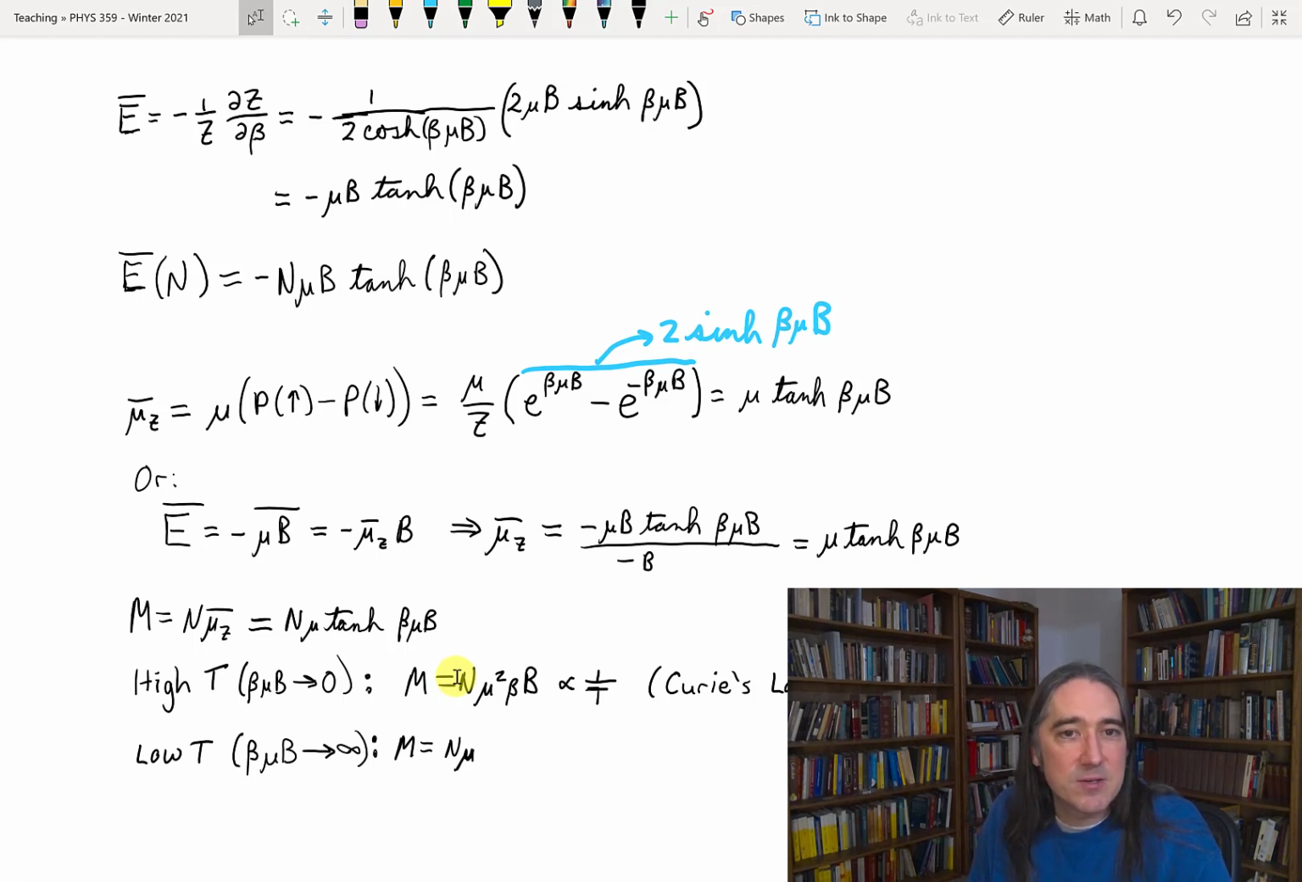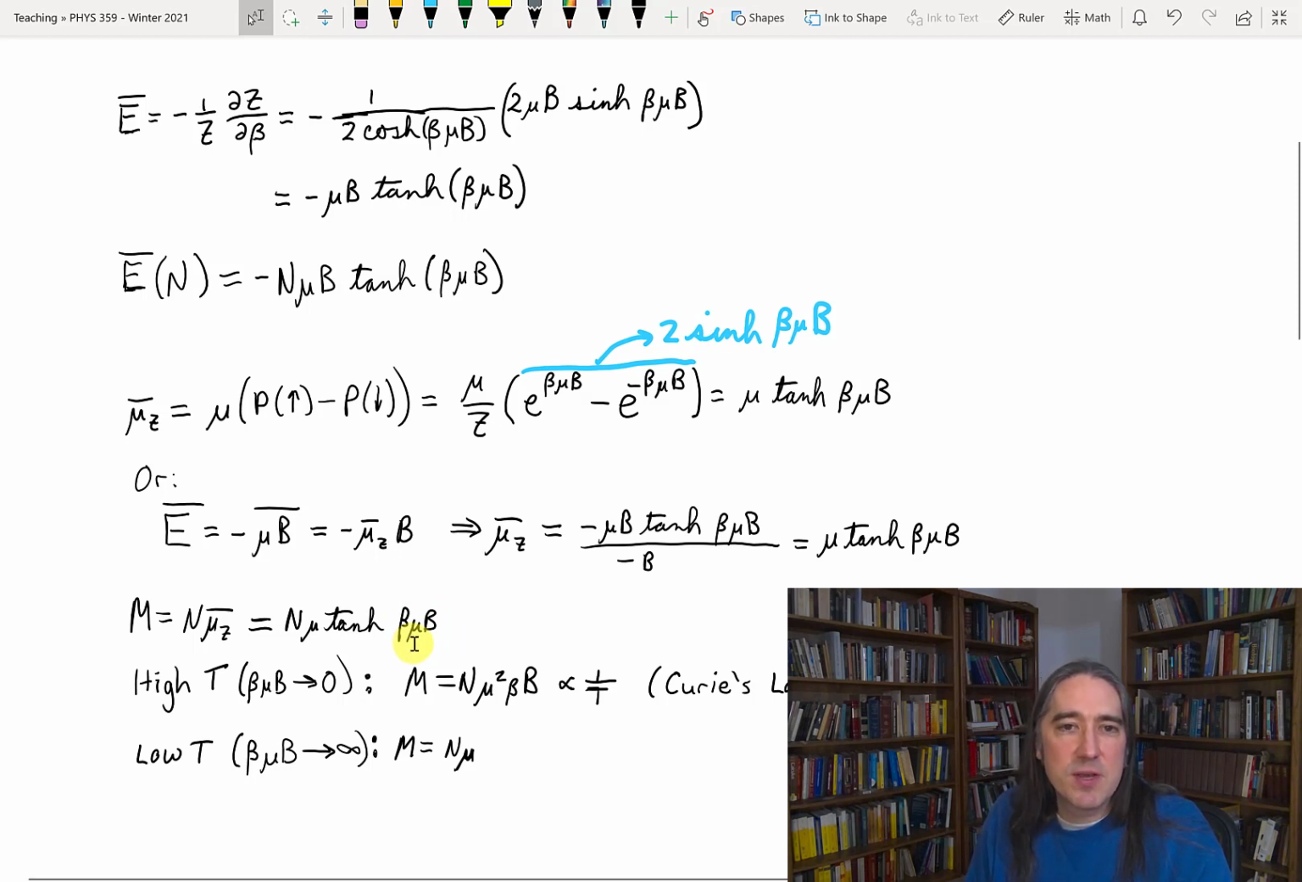So thinking about physical limits, you can do before the problem to help you know you've gotten the right answer at the end. But also, of course, we do the calculations so that we can learn about these physical limits. The other physical limit is low temperature. So beta mu b now is going to go to infinity, right? Because if mu b over kT and the T gets small, the denominator is small, this thing's going to blow up. So beta mu b goes to infinity. Well, what happens up here? Tanh is an interesting function. As its argument goes to infinity, tanh becomes 1.